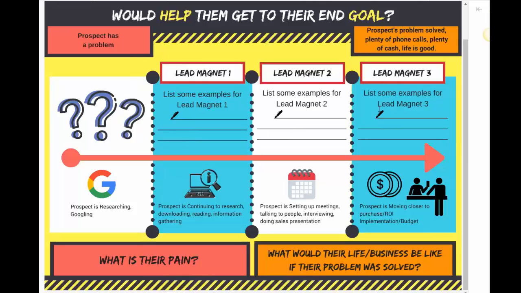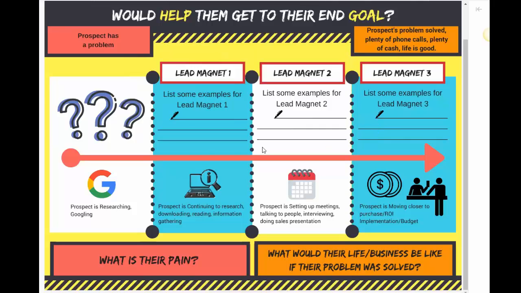And then as they're getting closer, they're really close to making a decision. It's about implementation, and it's about budget, it's about ROI. So you probably want to do something like how to successfully implement a Facebook campaign, what you need to know before you implement, or something like that. How to measure ROI from a Facebook campaign, something like that.